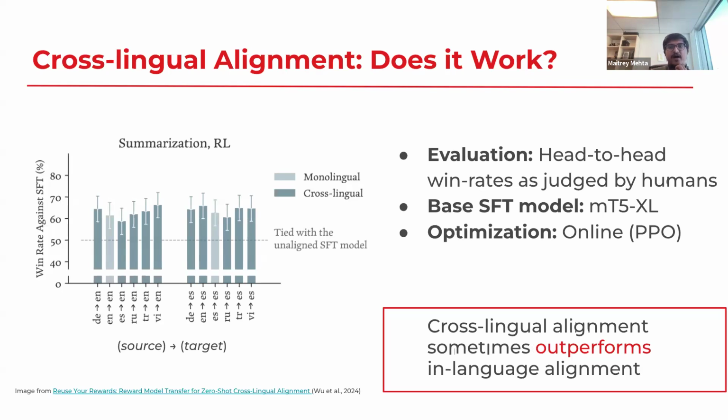Now you might ask, you have this preference data in a certain language, and you're talking about using this preference data cross-linguistically. But what if I want to translate the data? What if I can translate the data into the target language and then use that translated data to fine-tune my reward model?